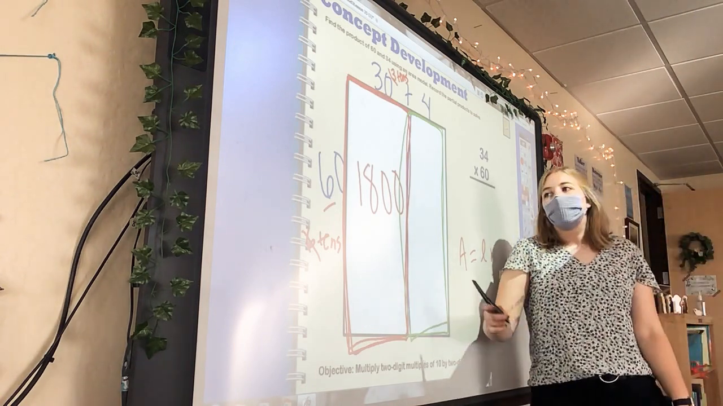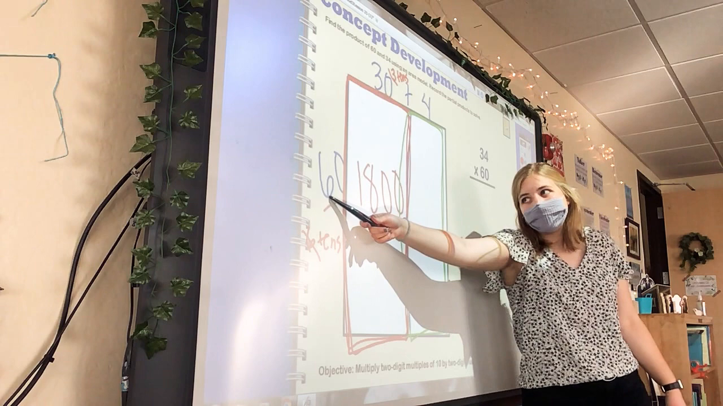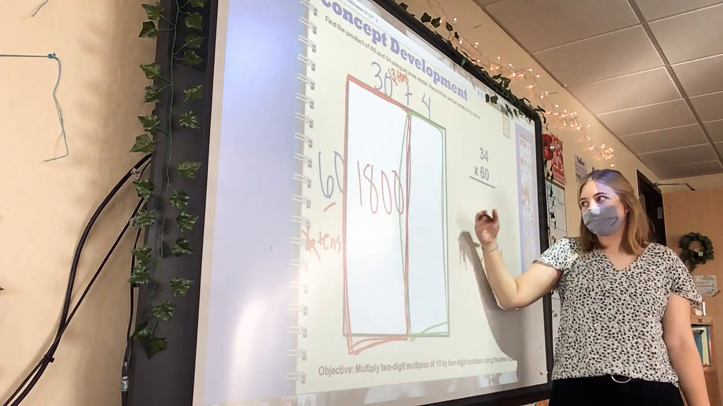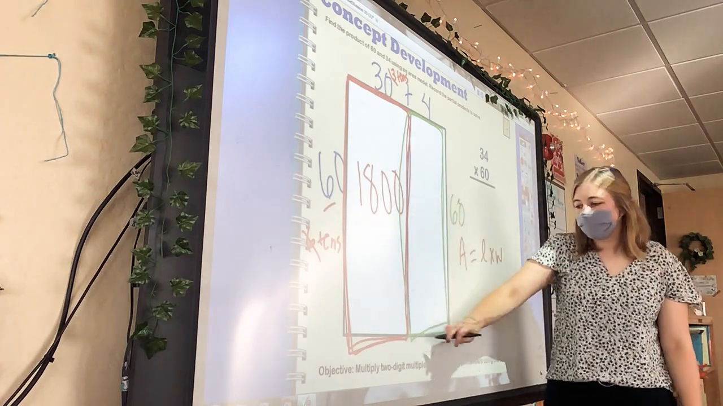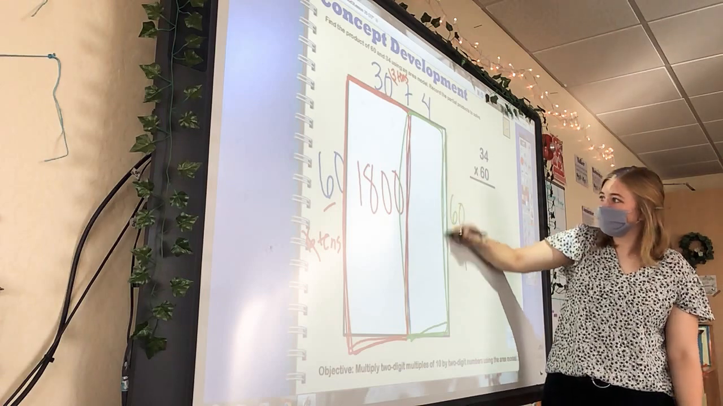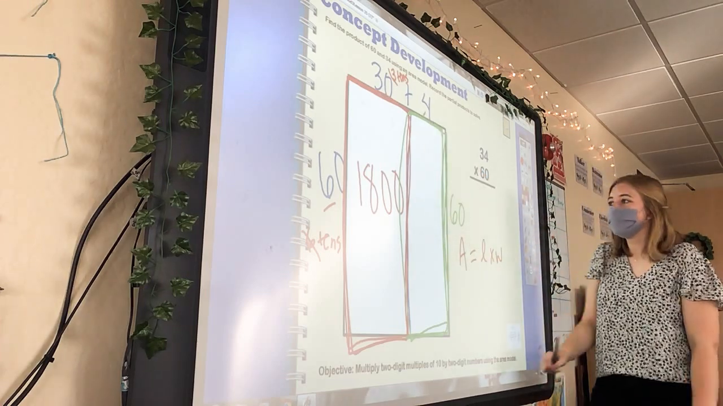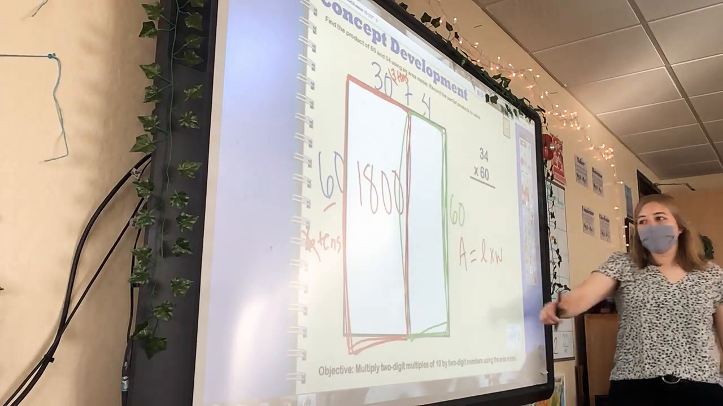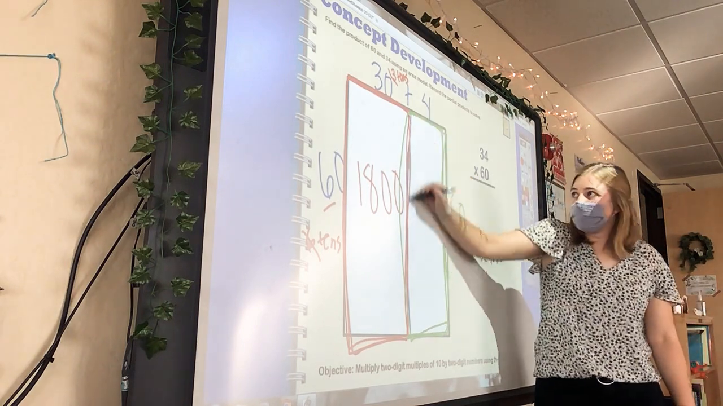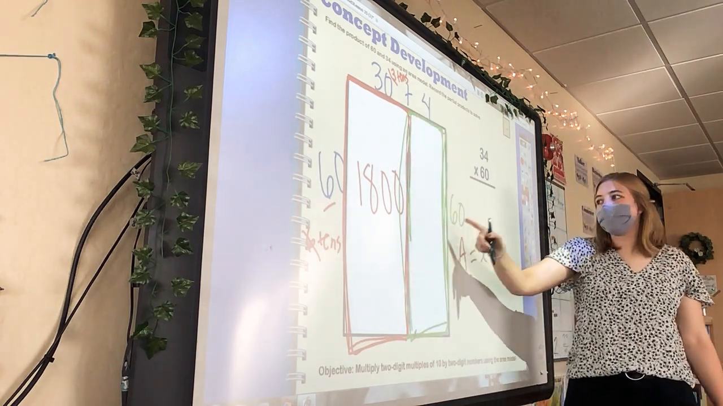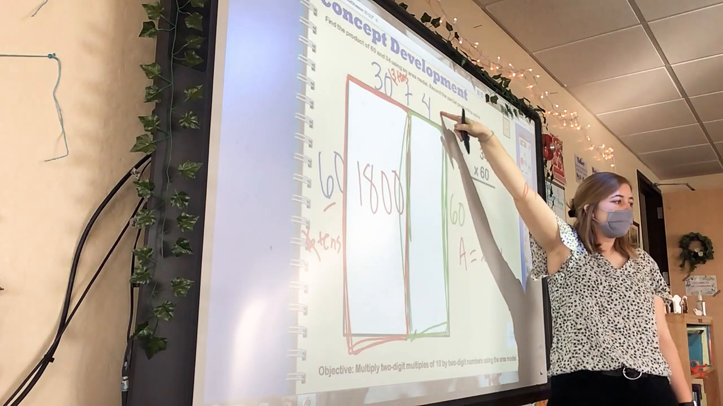So, opposite sides are the same. So this is 60, that means this other side is what? 60. I realize I didn't really outline that very well. Sorry. All right, anyway. So now to find the area of this rectangle, I've got to do 60 times 4, okay?